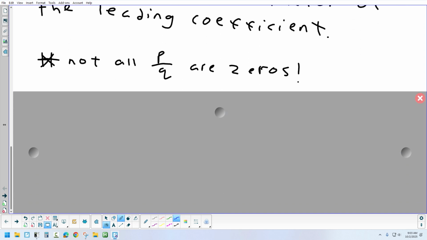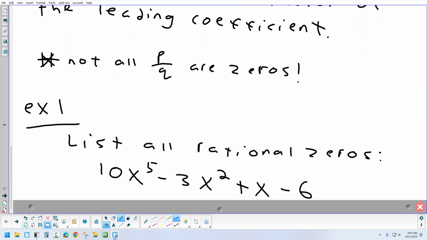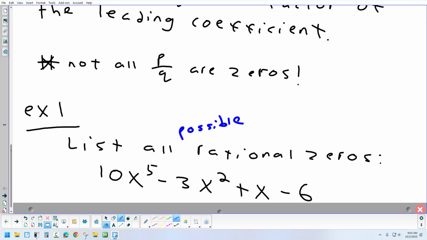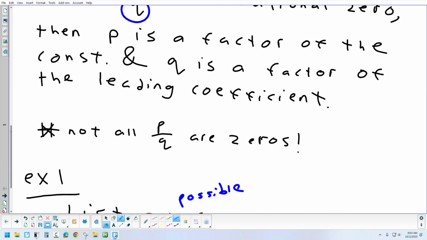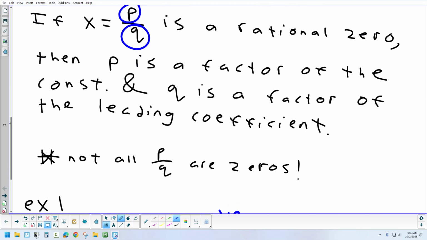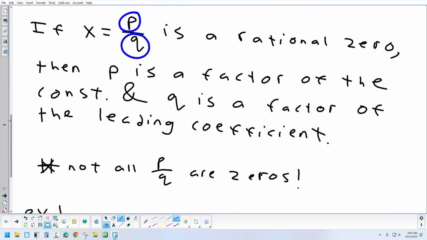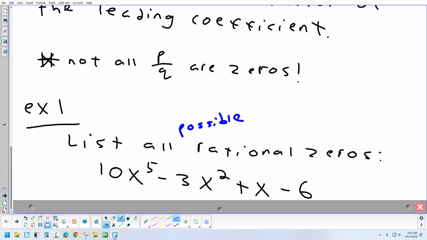Okay, so let's try an example. So I want to list all possible rational zeros. So we're going to make a list of possibilities. So the first step is to identify the P's and the Q's. So P is any number that would be a factor of the constant.